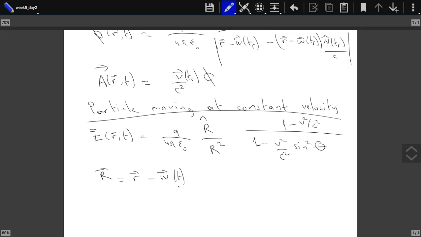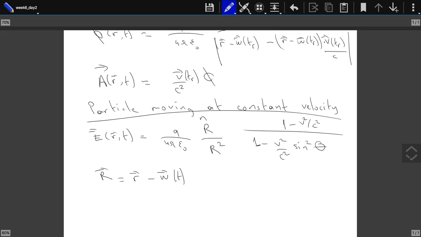And sine theta is 1 when theta is pi over 2 or minus pi over 2. So the electric field is maximum at the perpendicular distance to my charge. And it is at a minimum when this factor is largest, so that is when theta is equal to 0. That is just ahead of my charge and at the back of my charge.